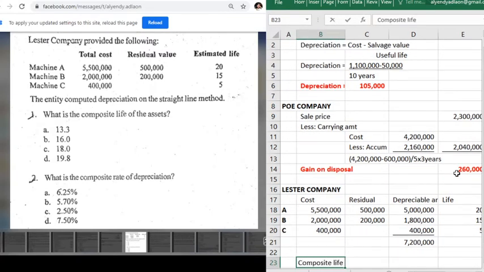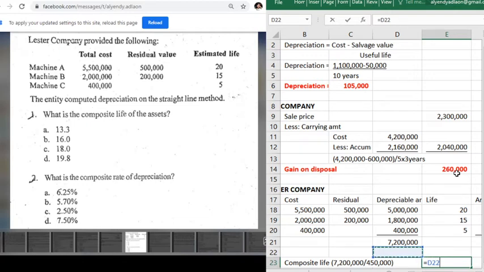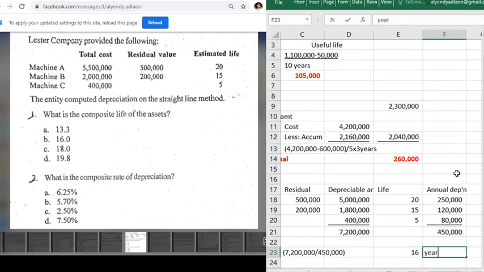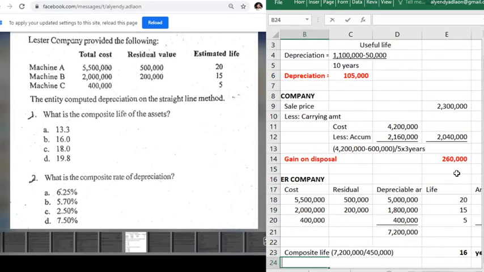For the composite life, the depreciable amount is 7,200,000 divided by our total annual depreciation of 450,000. So how much is the composite life? 7,200,000 divided by 450,000, and so therefore the composite life of all the machines is 16 years. Okay, so after this one, we are then going to compute for the composite rate.